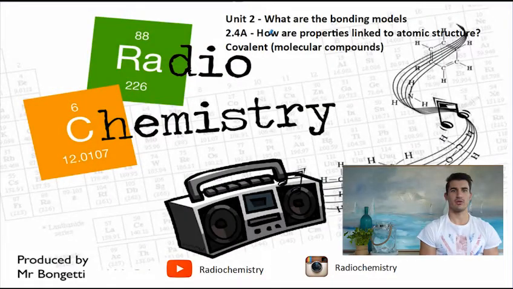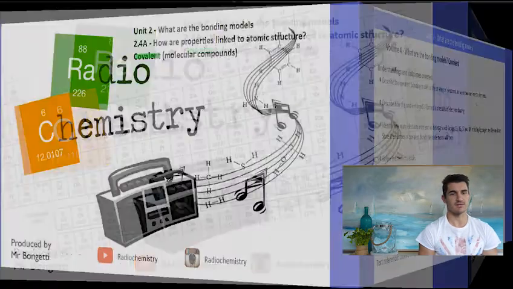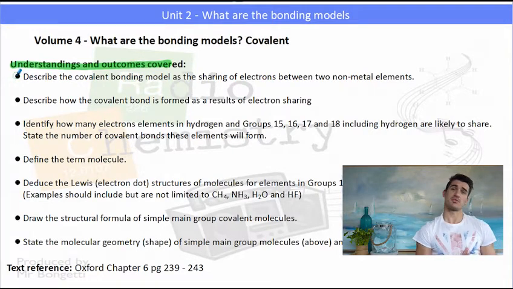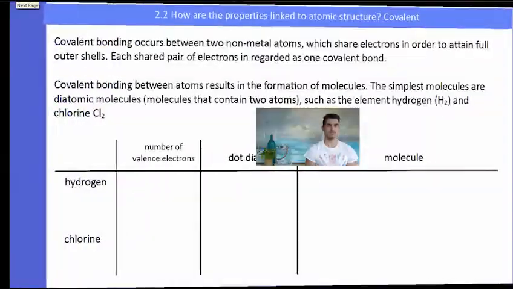Unit 2, what are the bonding models, 2.4a, and we look at covalent bonding in this video. A number of understandings and outcomes are covered in this video. You might also have to watch it a couple of times because it is probably the most complex thing we've done so far. We basically want to look at what is covalent bonding. We want to be able to define a few terms like molecules. We want to know how non-metal atoms join together to form covalent bonds, and then we need to be able to draw those structures. Text ref down there as well.